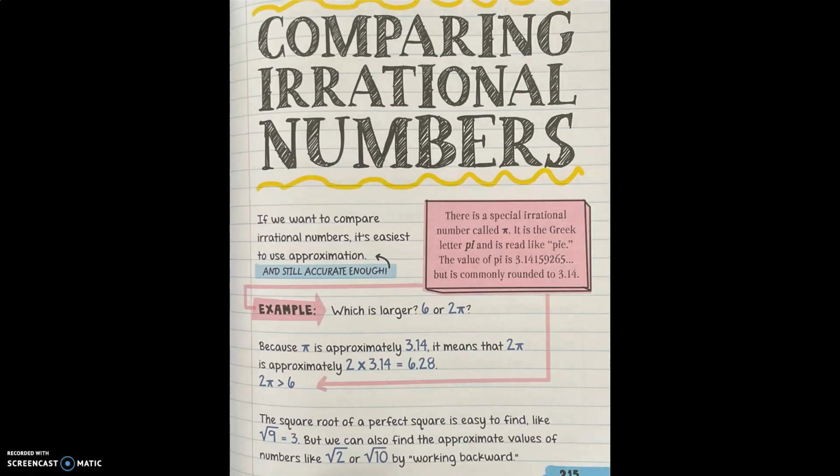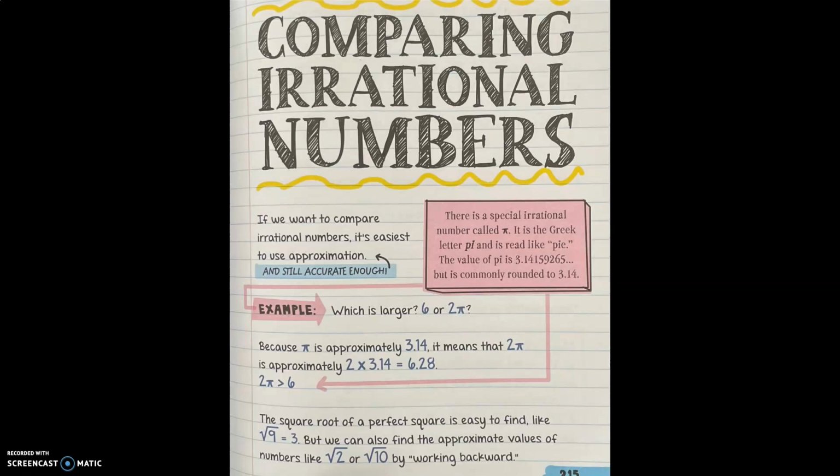I am going to tell you how we can compare irrational numbers. If we want to compare irrational numbers, it's easiest to use approximation, which is still an accurate enough method. We can take the example: which is larger, 6 or 2 pi?